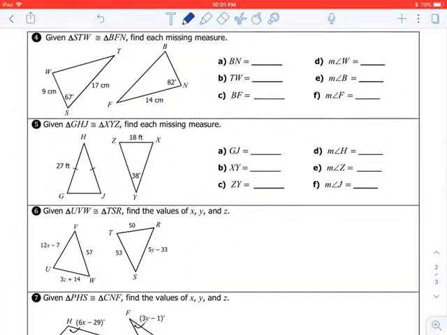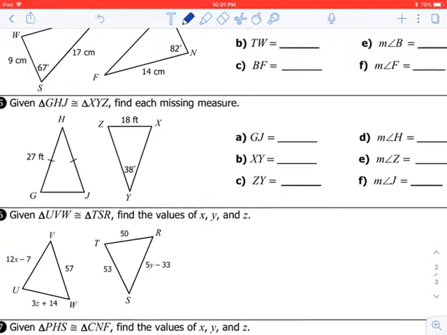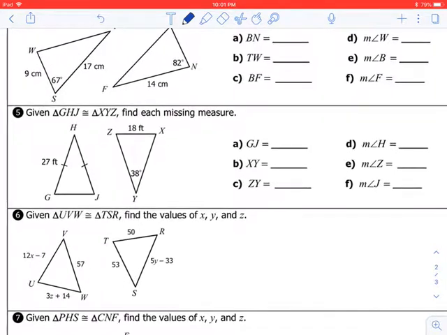Another example. So take a look at this example here. So it says, given GHJ congruent to triangle XYZ, find the missing measure. So in this case it says 27 is that. So since those are the same measurement, 27 and 27. So it says GJ. GJ is down here.